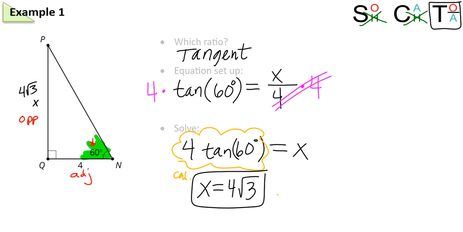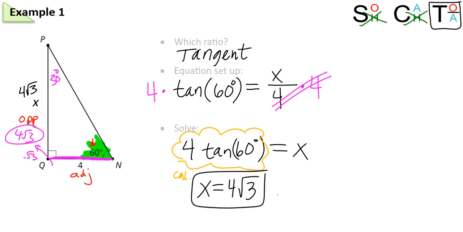For root 3, though, you might have noticed when we started, or maybe you didn't, but this is one of our special right triangles. It's a 30, 60, 90. So we could have gotten that long leg just by remembering that if we take that short leg 4 and multiply it by root 3, we get 4 root 3, which is what we got using the trig ratio as well.